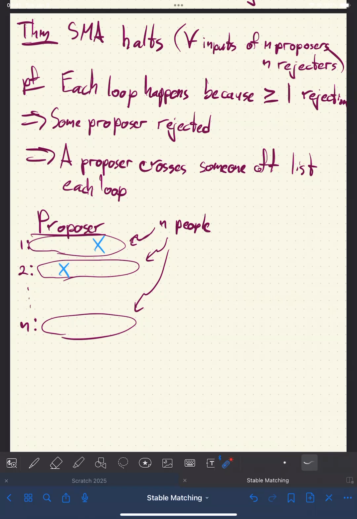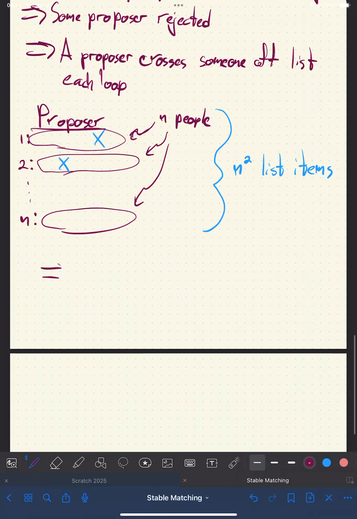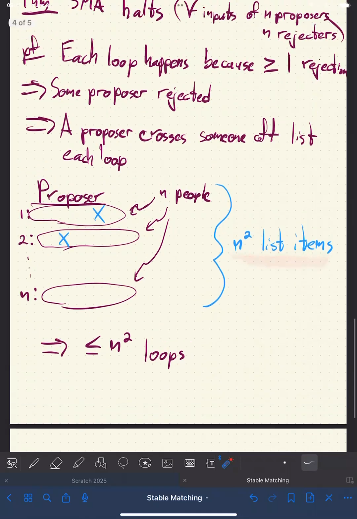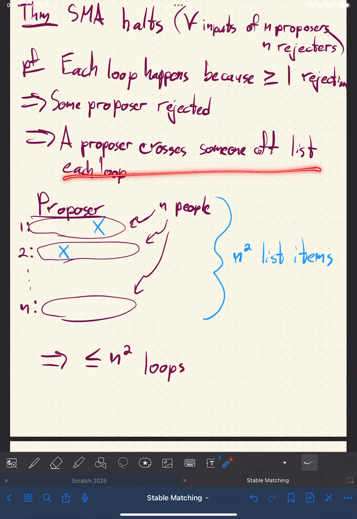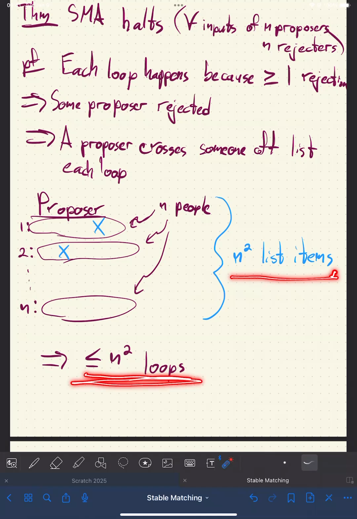So now we have a limited resource, right? We know that people are going to get crossed off each time, but there are only n squared list items in total. The real point of this whole thing is that there are at most n squared loops, because at some point we run out of list items to cross off. We know that each loop someone gets crossed off, and there's only n squared things to cross off. So at some point we'll run out of people to cross off, so we can only have that many loops.